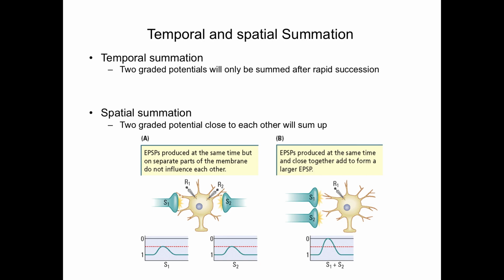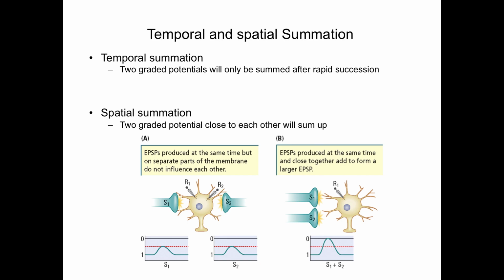So two EPSPs add on to each other, making the membrane potential less negative or more likely to fire an action potential. An EPSP and an IPSP work counteractively, so they could cancel each other out if they happen at the same time and are at a similar location. And two IPSPs will make the membrane potential more negative, so it makes it less likely for an action potential to start.